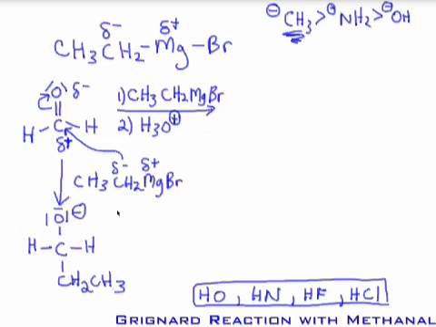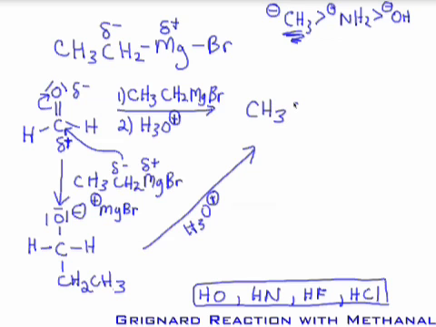Now, closely associated with the O minus, of course, will be the MgBr+. Now, you don't have to draw it. You know it's there. When you add the H3O+, the H3O+ will protonate the oxygen and dissolve the magnesium salts in the H2O solvent. And so you end up with your final product, propanol.